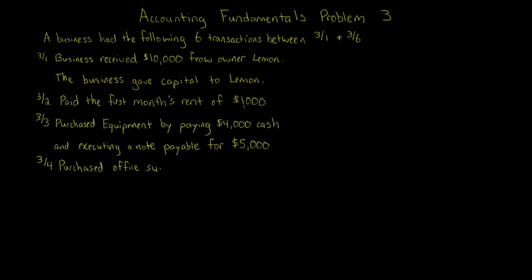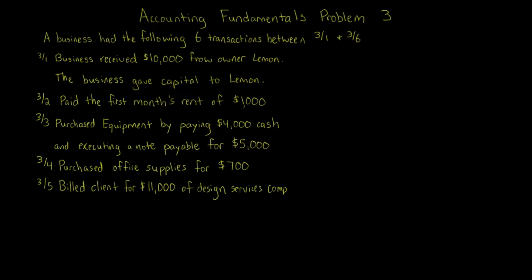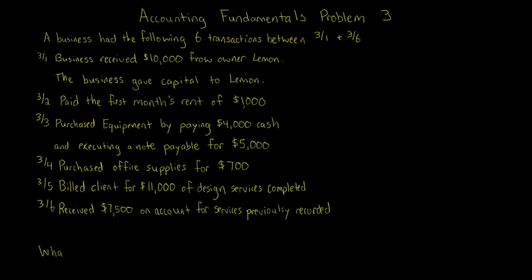March 4th, purchased office supplies for $700. March 5th, billed client for $11,000 of design services completed. March 6th, received $7,500 on account for services previously recorded. What is the balance in cash at the end of March 6th? This question is focusing on cash. The balance in cash considering these 6 transactions.